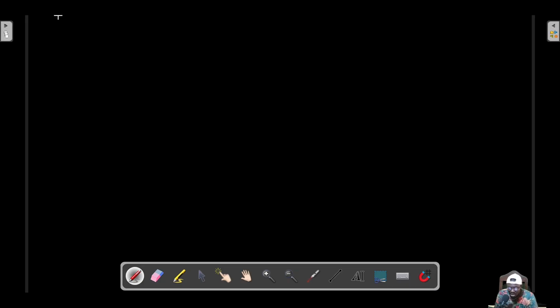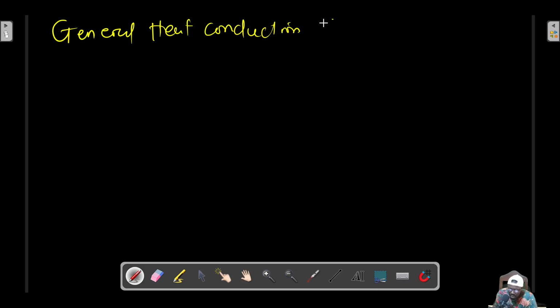Now, there's one thing you need to know. Why are we deriving this equation? So our aim for, but first, let me write down the heading. General heat conduction equation in Cartesian coordinates.